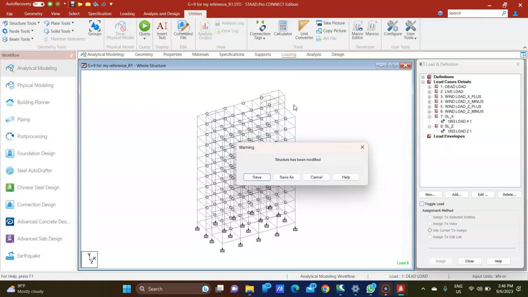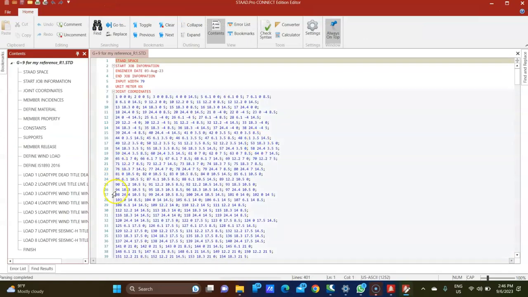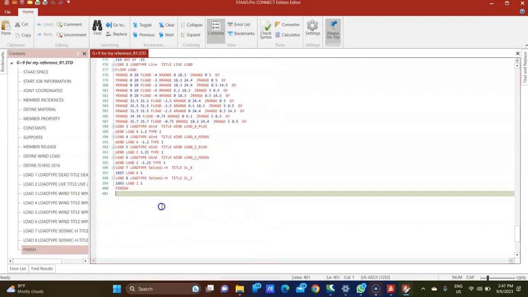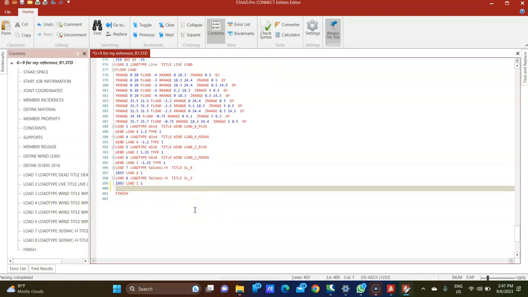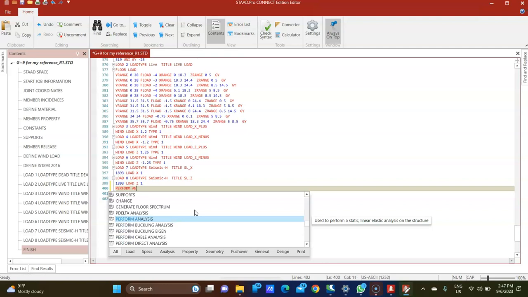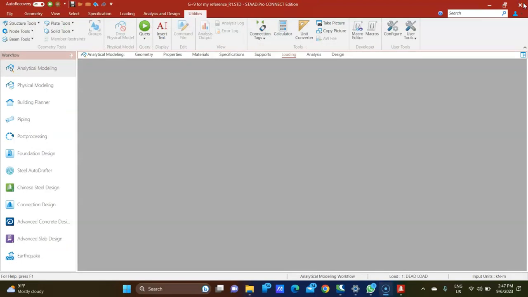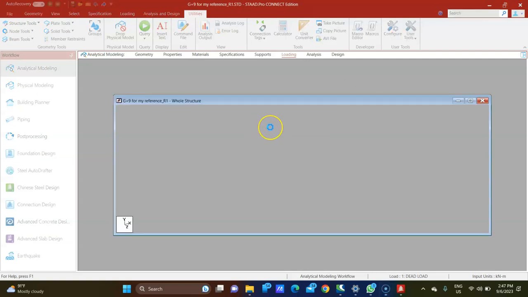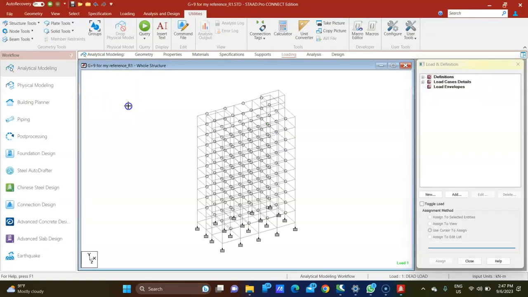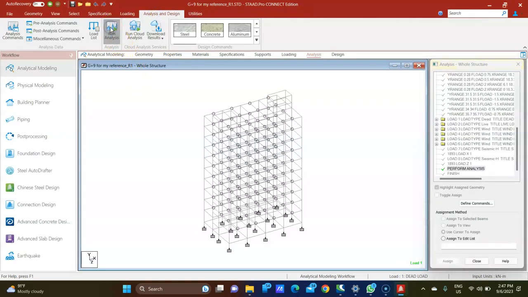Have you checked it? Let me check. Your file is not completed. To run that one, there is a command which is called perform analysis. Right? If you put that command, perform analysis, and if you go for the analysis, then STAAD will analyze whatever you have given. Perform analysis. Go for analysis and run analysis. Let's see.